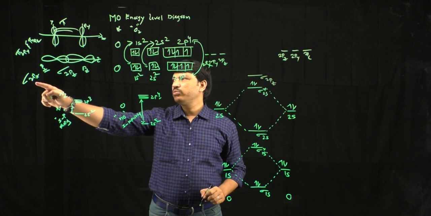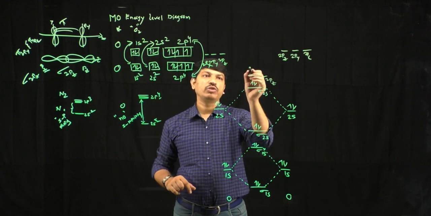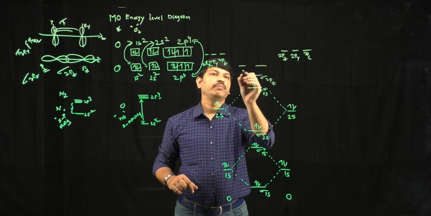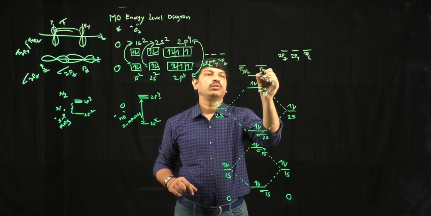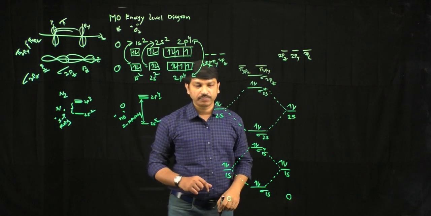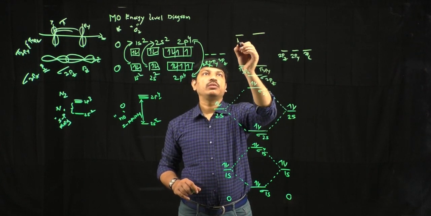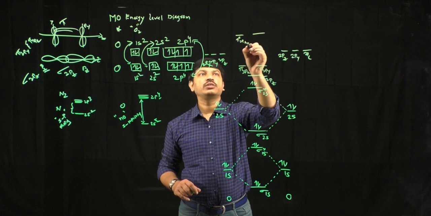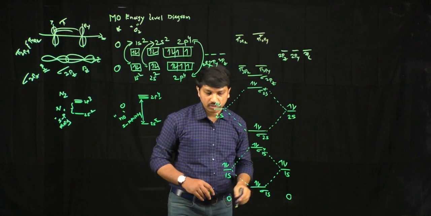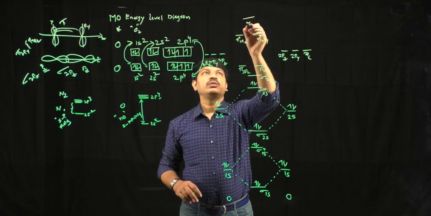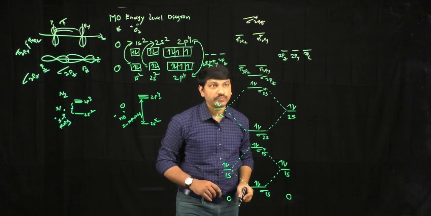In this case, sigma 2pz has lower energy because there is an sp mixing between these two orbitals, and later we have pi 2px, pi 2py like this. And for the others we have pi star 2px, pi star 2py like this, and finally we have sigma star 2pz like this.